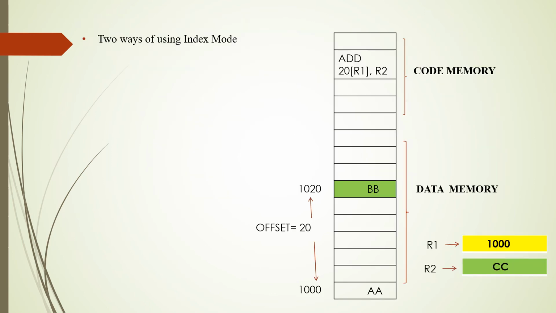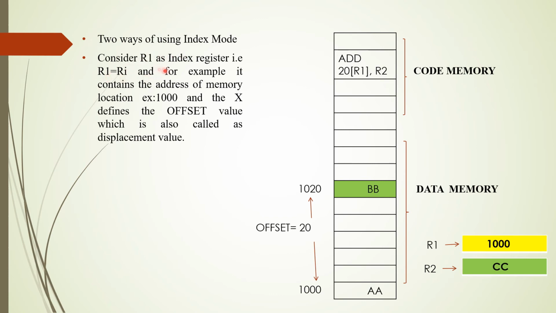Now, let us take an example with a memory analysis. There are two ways of using the index mode. I'll consider R1 as an index register, with the value 1000. Then X defines the offset value, and it is also called the displacement value. Same example: Add 20 R1 in square brackets, comma R2. Now the effective address is obtained by adding the content of R1 with the constant value 20. So according to this example, it is 1020.